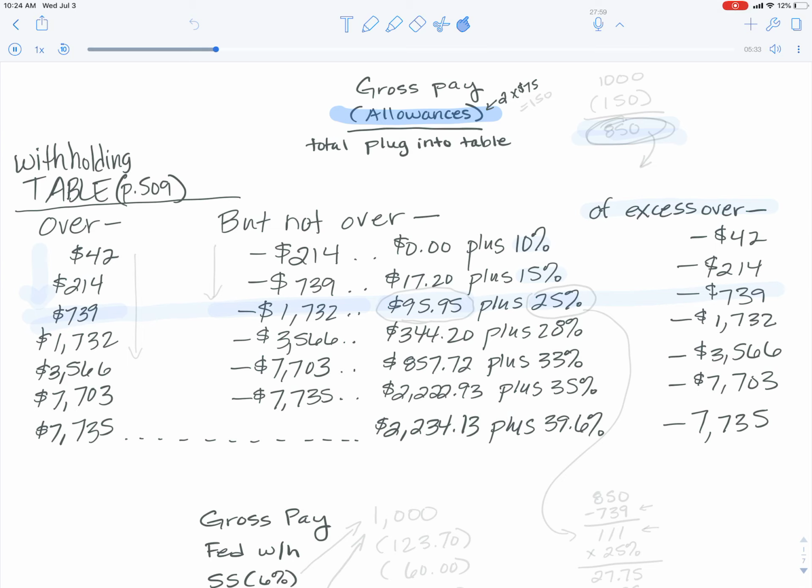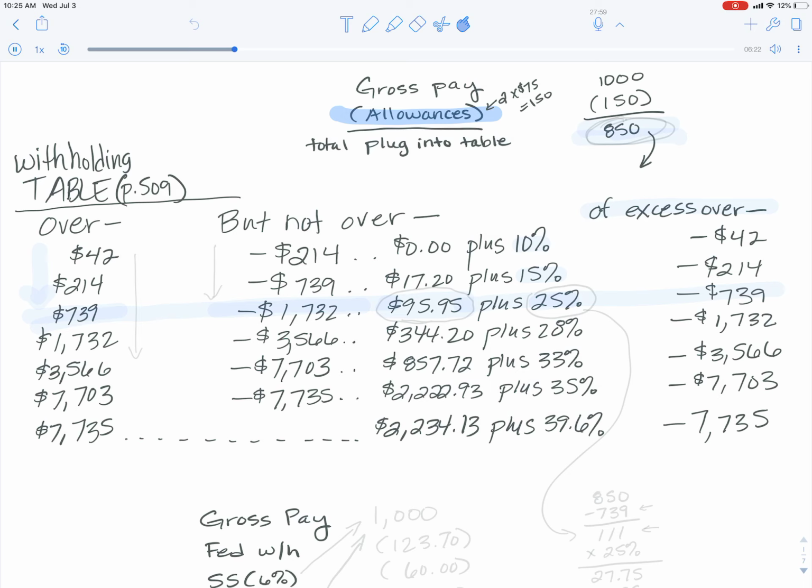So the only reason you use allowances is to plug your pay into this table. It does not actually come out of your check. These allowances are not withheld. So let's say you have $150 in allowances and your gross pay is $1,000. So we're going to take $150 out of your gross pay. So to plug into the table, we're going to only plug in $850 of your paycheck into this table to figure out how much you're going to owe in federal income tax withholding. Okay?